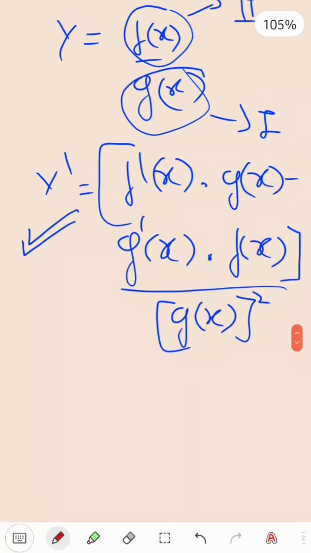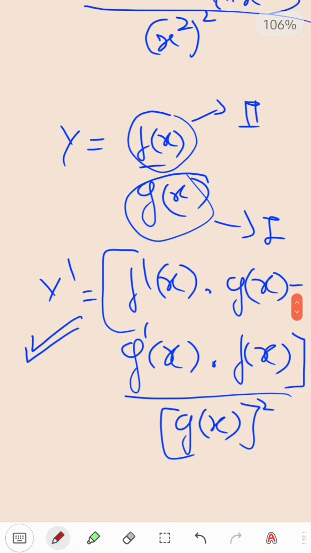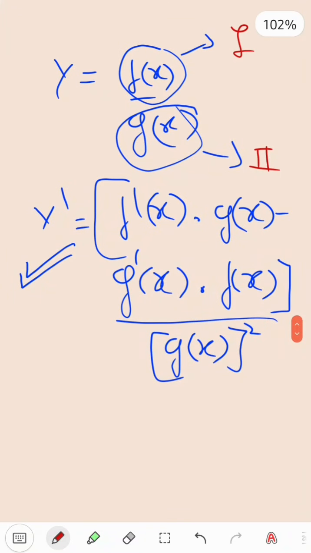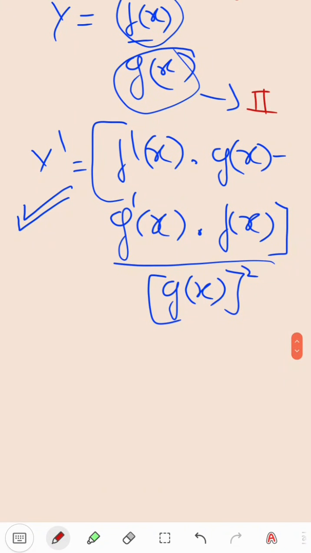So it will be better that we take the numerator as our first function and the denominator as our second function. Okay, so this is our quotient rule. So let's do some questions on this.